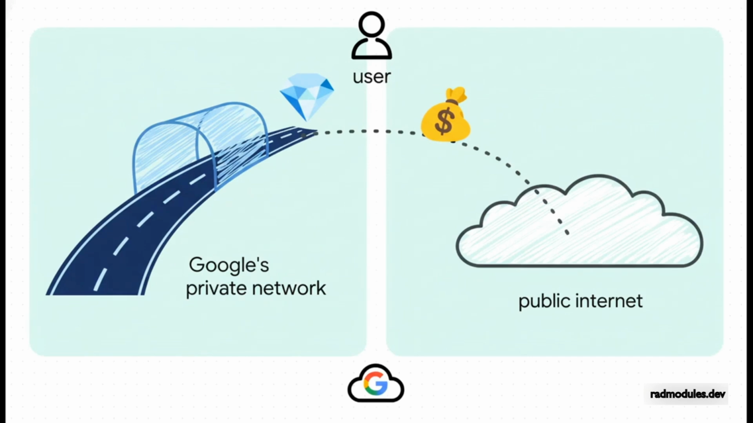This slide breaks down the 2 ways your traffic can get to your users. You've got Premium Tier, which is the default. It uses Google's super fast private global network for pretty much the whole trip, giving you the best performance. Then you've got Standard Tier. It's cheaper because it sends your traffic over the public internet. It's perfectly fine for stuff that isn't super sensitive to a little extra latency.